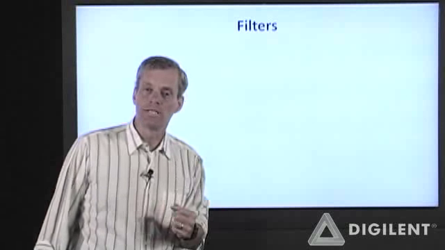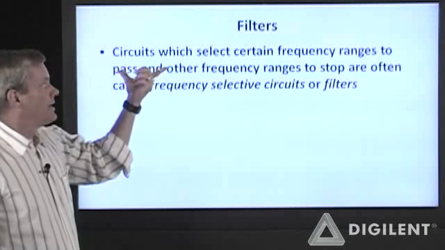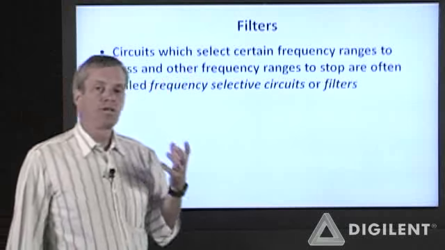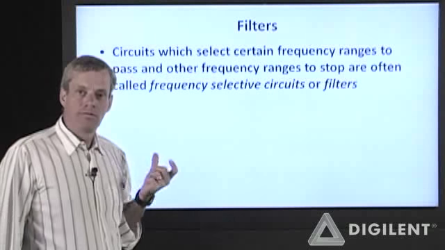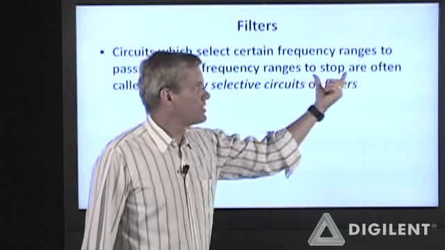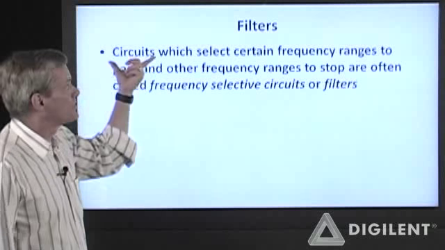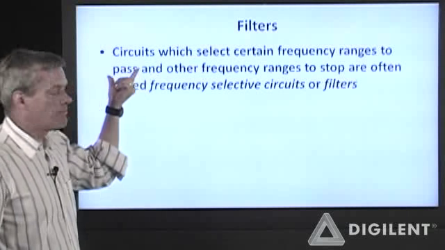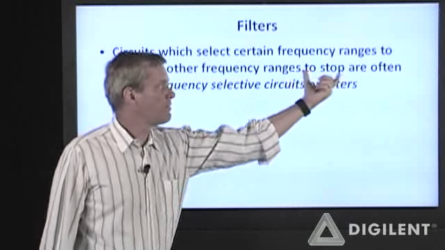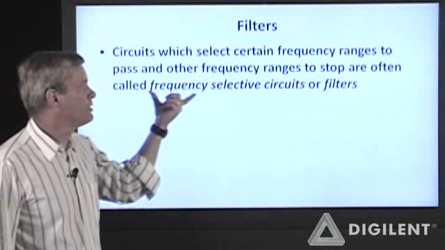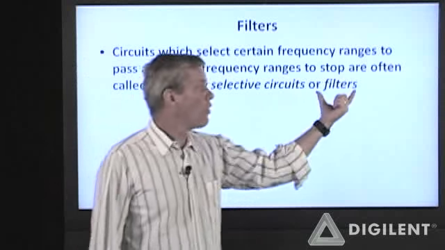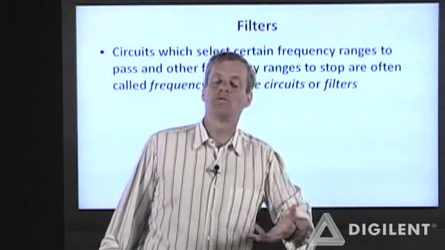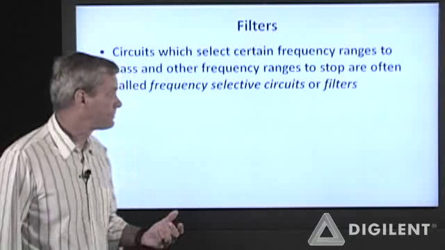Okay, now I want to introduce a little bit more nomenclature relative to filters, which are synonymous with frequency selective circuits. As I said before, circuits have frequency ranges where they pass signals and frequency ranges where they stop signals. So circuits which select certain frequency ranges to pass and other frequency ranges to stop are often called frequency selective circuits because they're selecting particular frequencies, or more commonly filters. They're filtering out some frequencies.